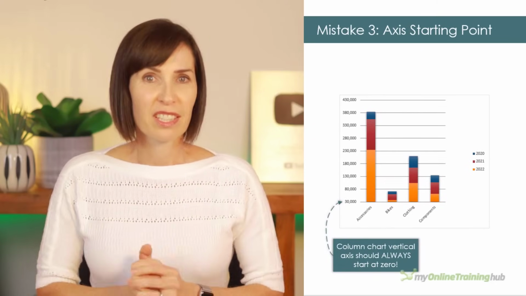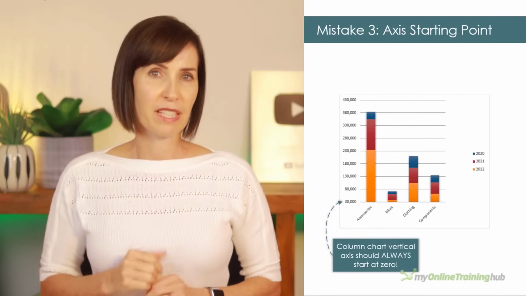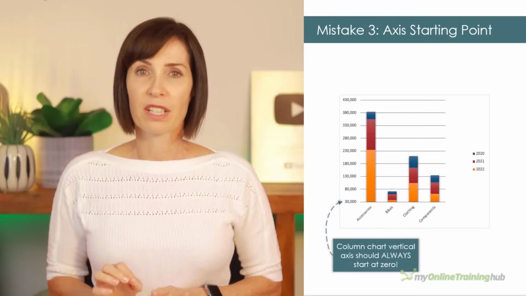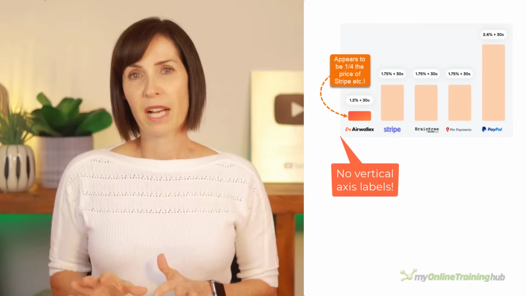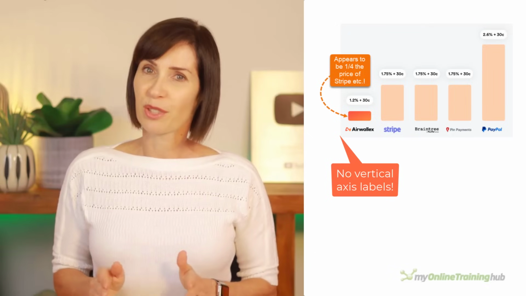Amateurs think they can make charts look more dramatic by starting the vertical axis above zero, but this is a big no-no for column charts. Just take this chart from Airwallex, illustrating their fees compared to other companies. They've purposely hidden the vertical axis so you can't see that it starts way above zero. The difference between the column heights makes Airwallex appear 75% cheaper than their nearest competitor, when in reality it's only 31% cheaper. This is a common marketing ploy to distort the truth, and it's effective because we subconsciously compare the height of the columns and make judgments. This is how the chart should look.